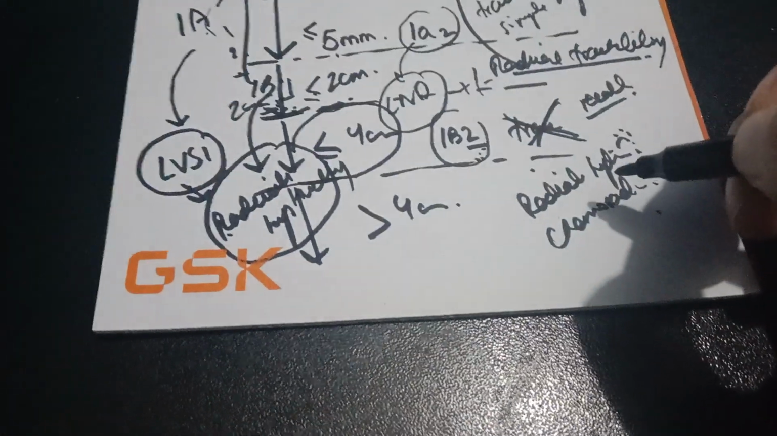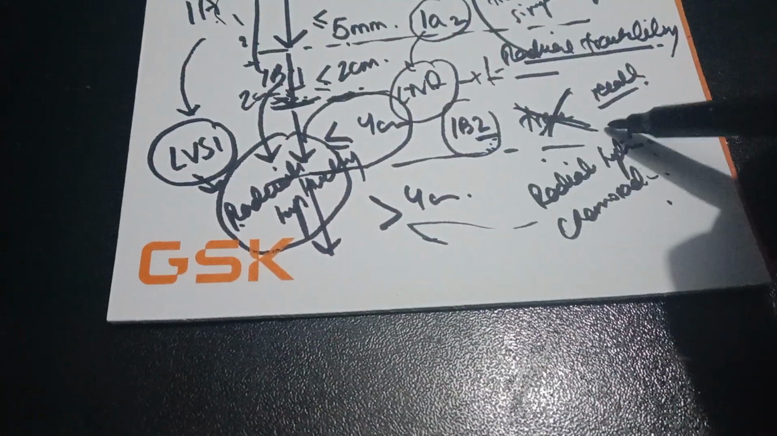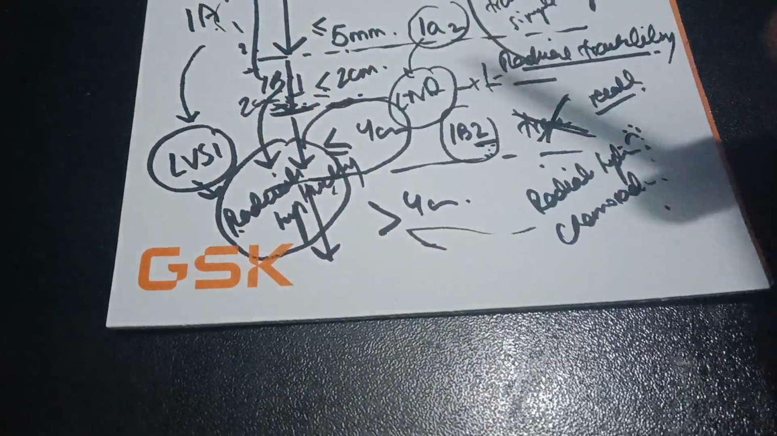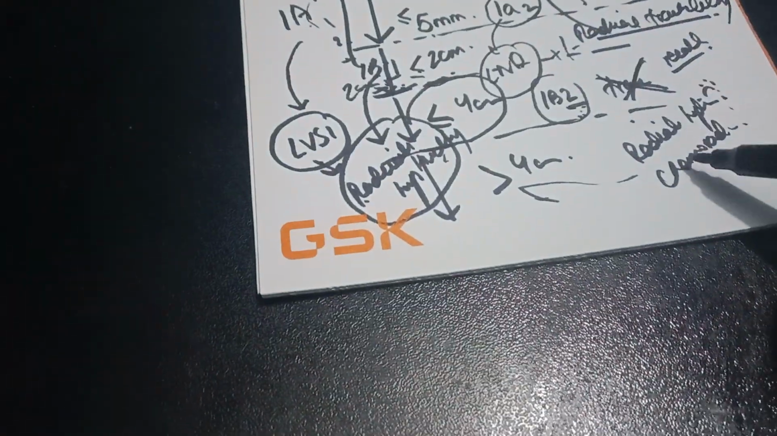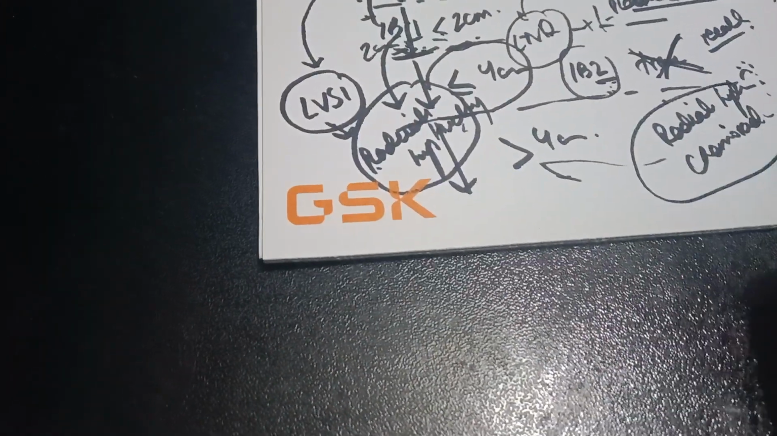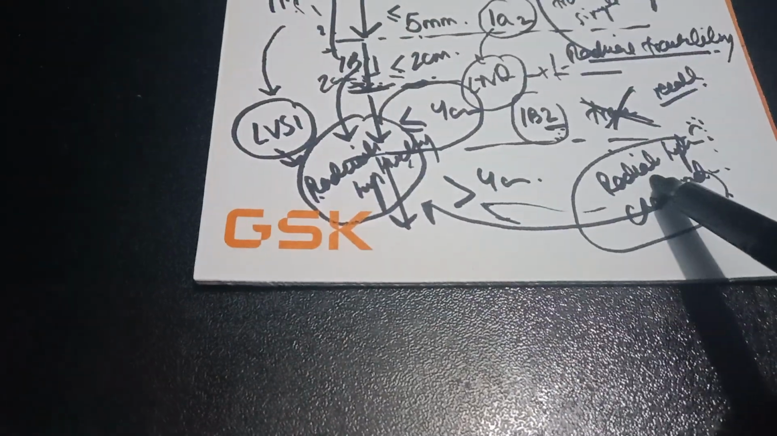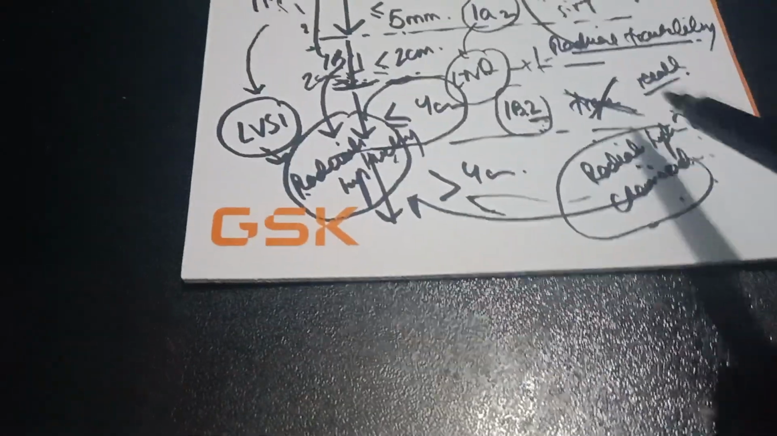Because now in 1B2, in the next stage 1B2, we can only do radical hysterectomy, okay? Now in 1B3 we have the option of radical hysterectomy, but with this we have chemo radiation in 1B3 because now it's very big, it's more than 4 centimeter, so only radical hysterectomy is not enough. You also have to give chemo radiation. In 1B2 don't give chemo.